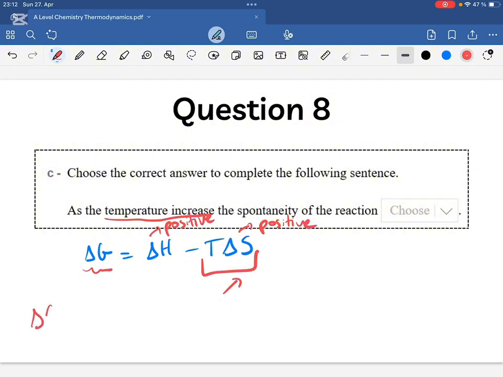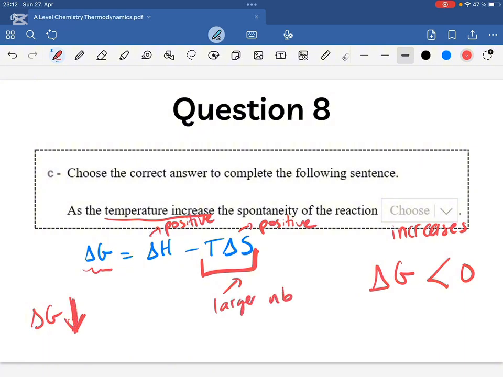And if delta G decreases, then the spontaneity of the reaction is going to increase. And this is because a reaction is spontaneous when delta G is less than 0. So as the temperature and delta S increase, and we're subtracting from a larger number, delta G is going to decrease mathematically, and we're going to talk about a more spontaneous reaction. The spontaneity of the reaction is going to increase.